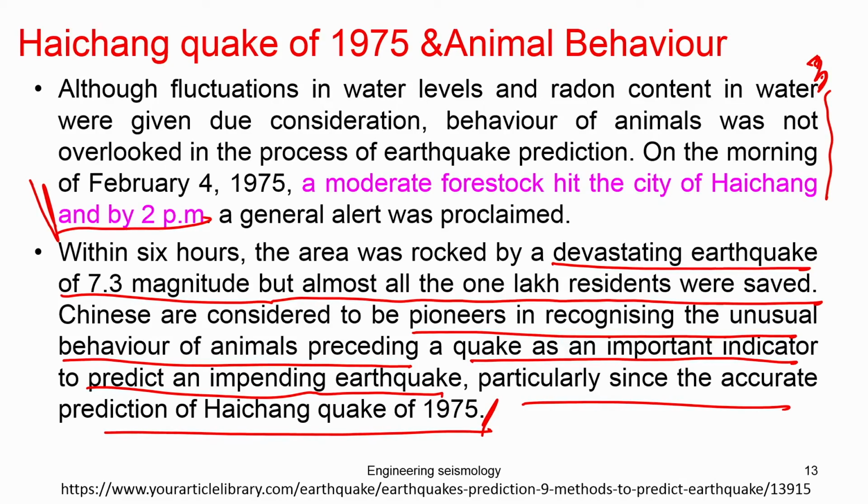These are all different methods, and moreover, the foreshock was very accurately observed, occurring about 6 hours before the main shock. So this was one of the hints by which one can predict an earthquake, the foreshock and aftershock. This was the classical prediction.